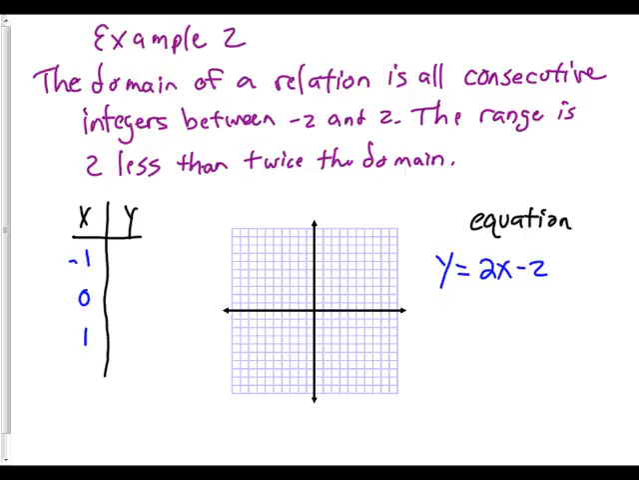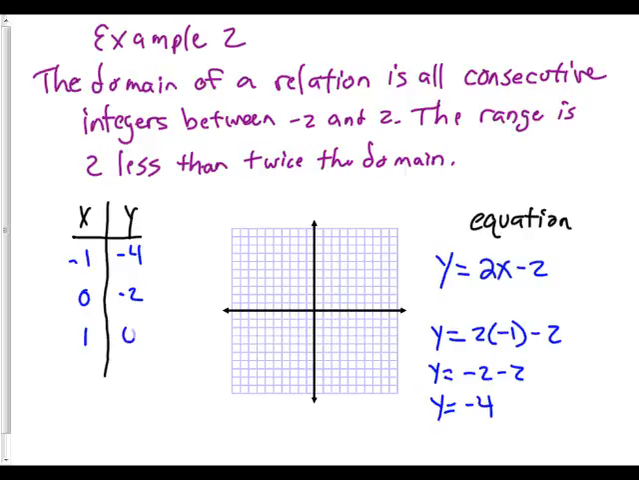So how do we get our range values? We plug in the x values on the left into the equation on the right. I'll do the first one for you, which is negative 1. So 2 times negative 1 minus 2. Negative 2 minus 2. So y is equal to negative 4. When we have an x of negative 1, our y is negative 4. When we have an x of 0, our y, the range, is going to be negative 2. And when our x is 1, our y is going to be 0.